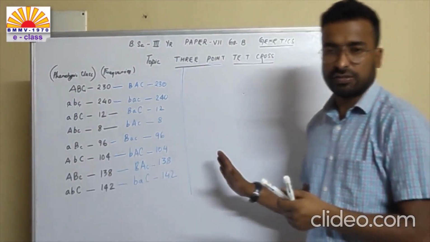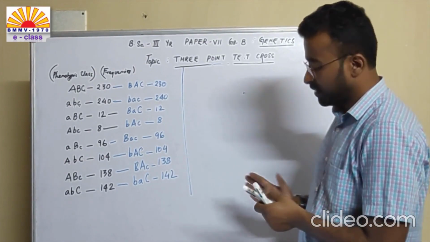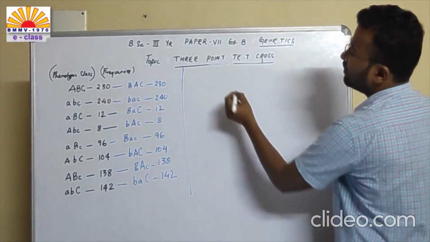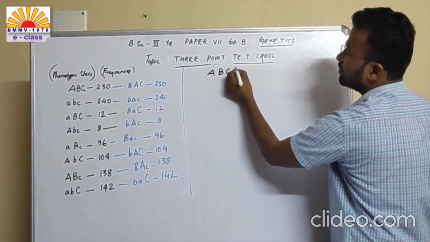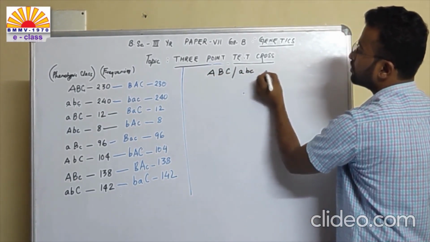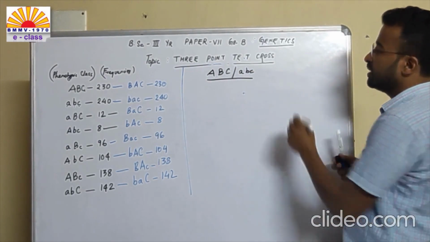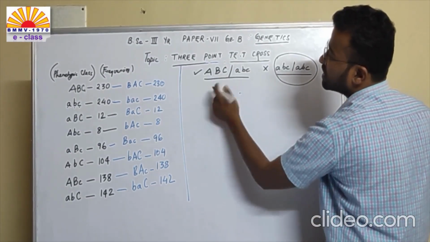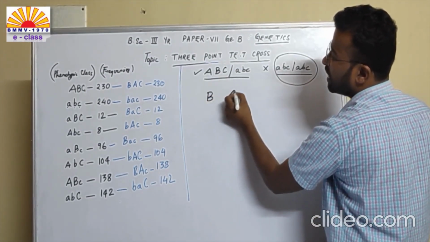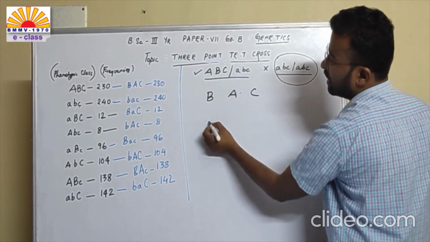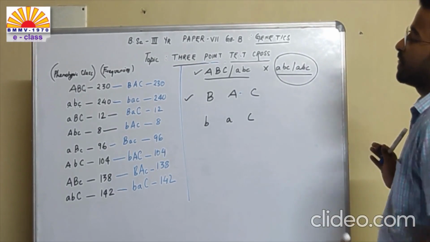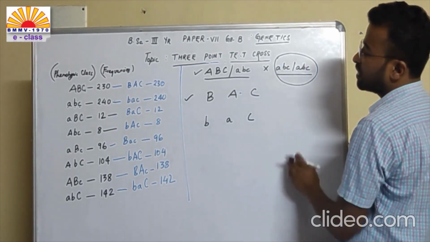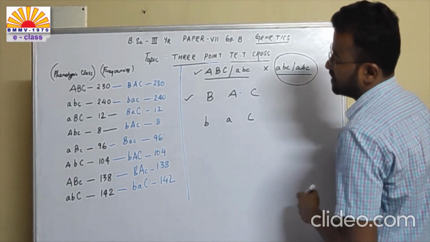Now let us see actually what has happened here. We know that we have been given a heterozygous parent. Let us write the correct gene order, okay? B, A, C and B, A, C. Mind you, this is the condition before the crossing over or before the meiosis has taken place.